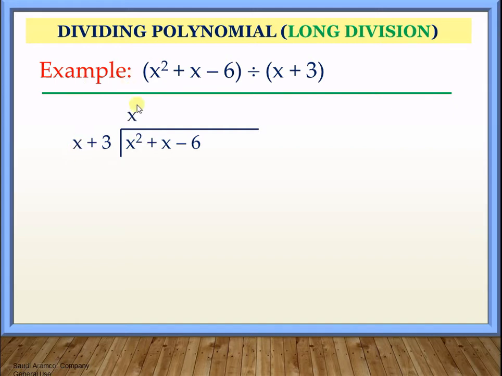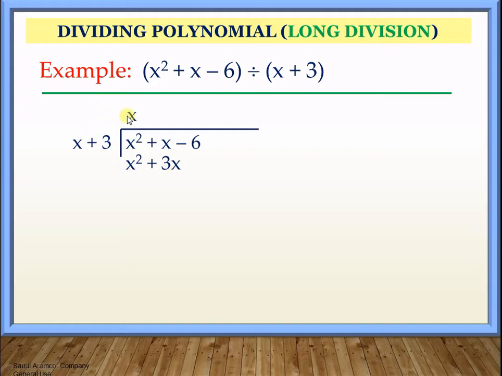Now, once you place something here on top, you have to return it back by multiplying it to each term of the divisor. So this will be x times x and x times positive 3. So let us see the answer there. x times x is x squared and x times positive 3 is positive 3x.